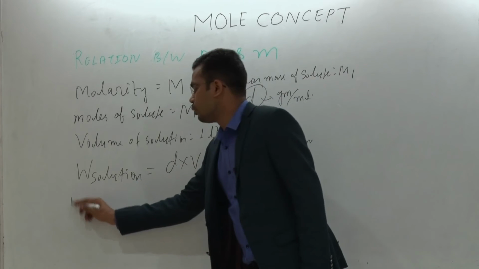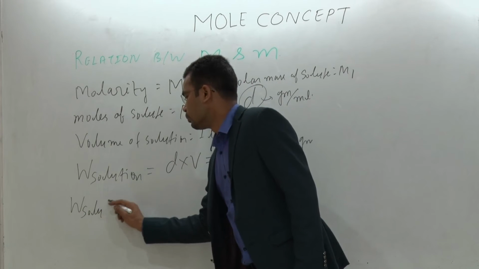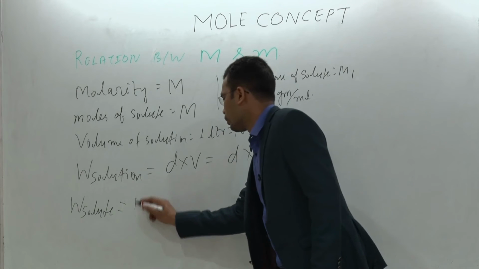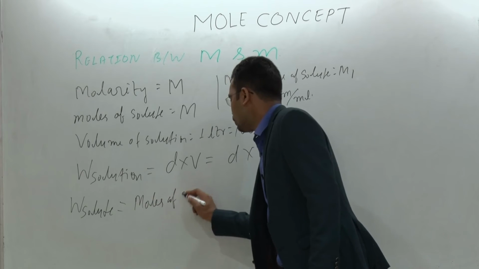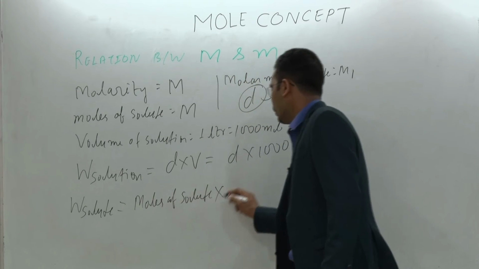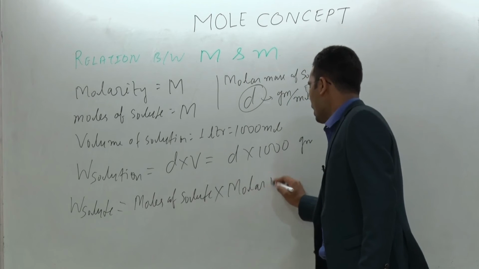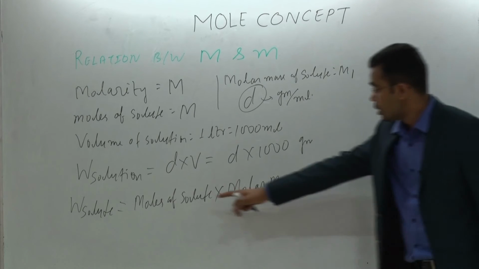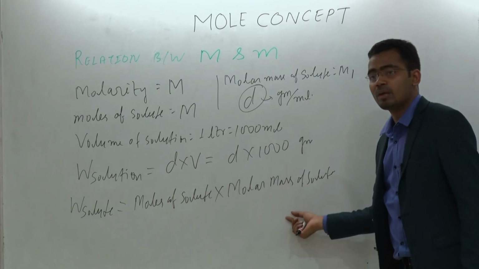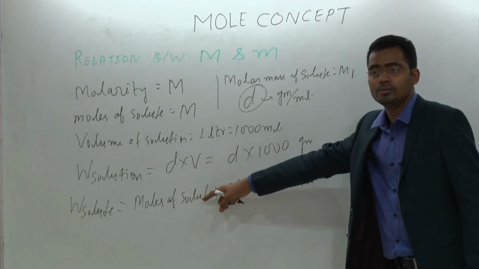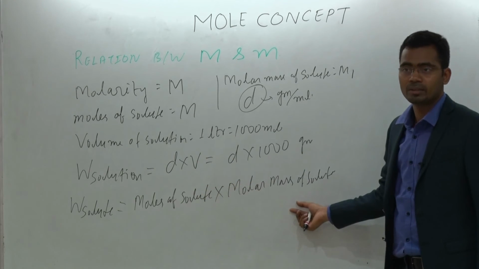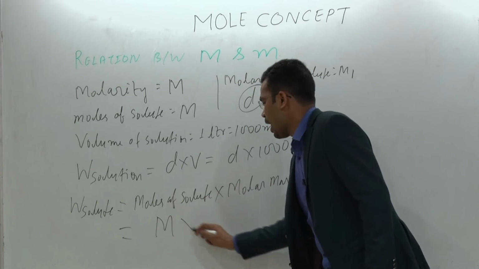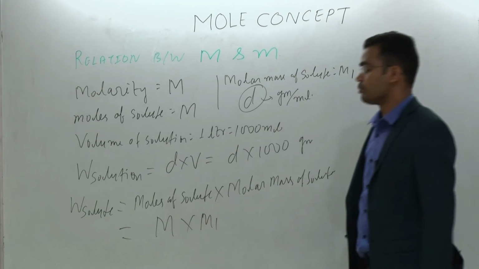Now, what is the weight of solute? So, the weight of solute is moles of solute into molar mass of solute. Why? Moles is equal to weight upon molar mass. So weight equals moles into molar mass. Yes or no? So moles of solute is capital M and molar mass is M1.